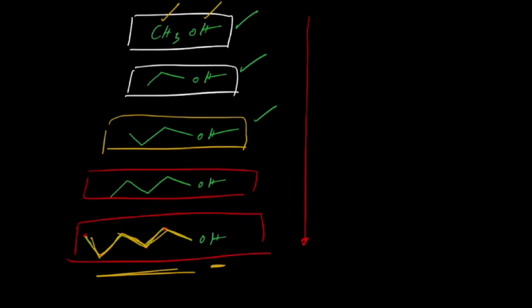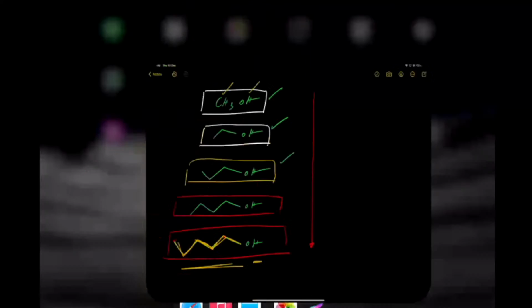So what will happen is these two white color things will dissolve in all proportion, yellow color will partially dissolve, and from here it will become more and more difficult for alcohols to dissolve. In other words, alcohols start becoming oily from here. Oily means that it doesn't dissolve in water. That is the reason why vitamin A was not soluble.